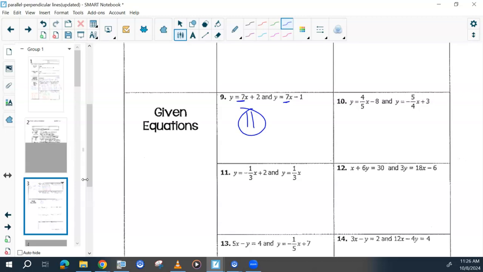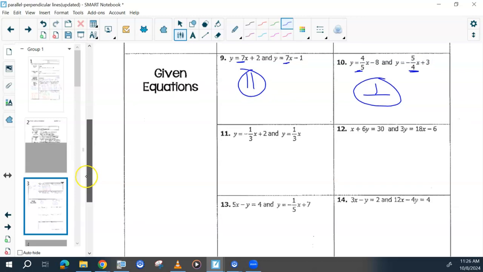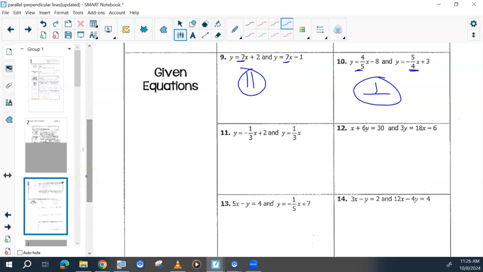Okay, what about 10? Perpendicular, because they are flipped versions, and one is positive, one is negative. What about 11? Neither, yes. Though they look the same, one's positive, one's negative, so not parallel. One is positive, one is negative, but they're not flipped versions, so neither.